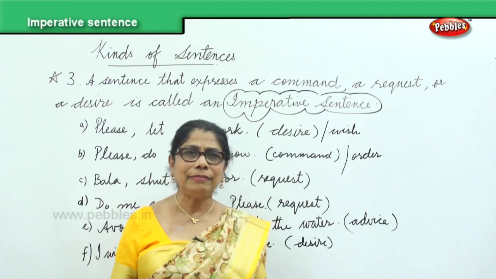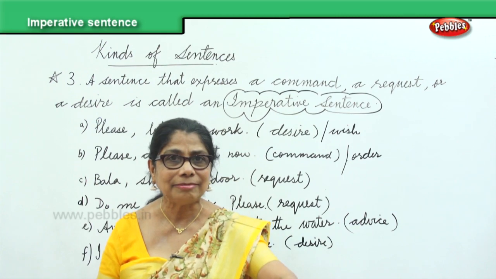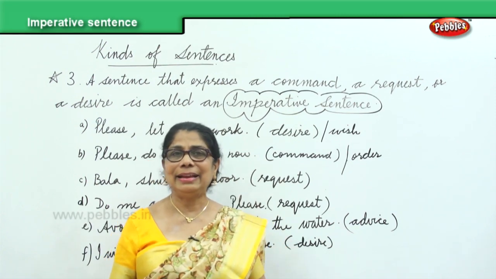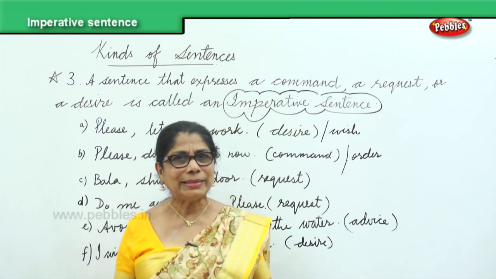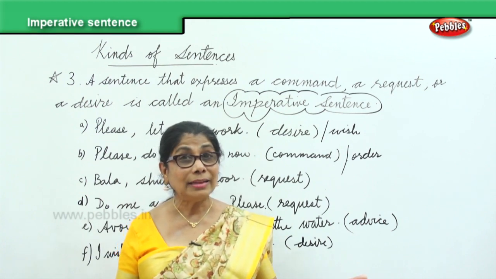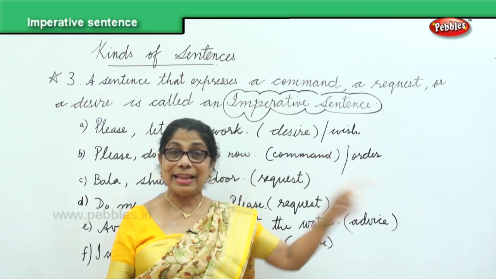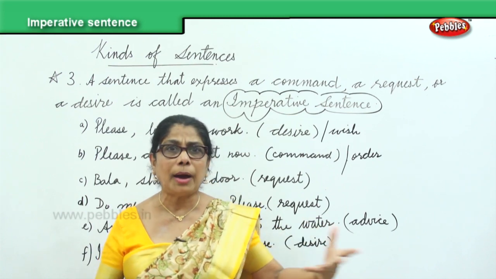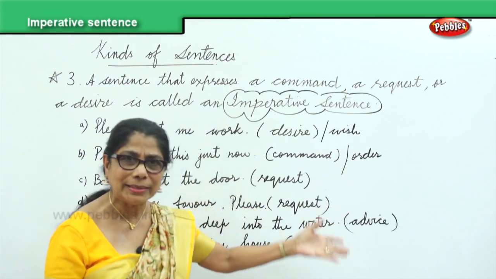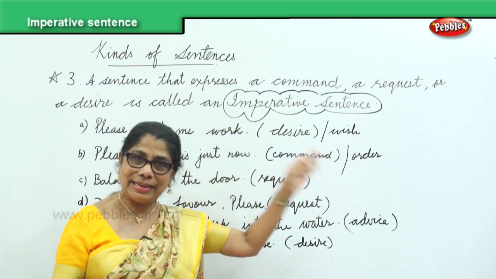What is declarative? Declaring, affirming, asserting. That is a declarative sentence. What about interrogative? All sentences that end with a question mark are interrogative sentences. Now here, any sentence that expresses a command, request, order, wish is an imperative sentence.